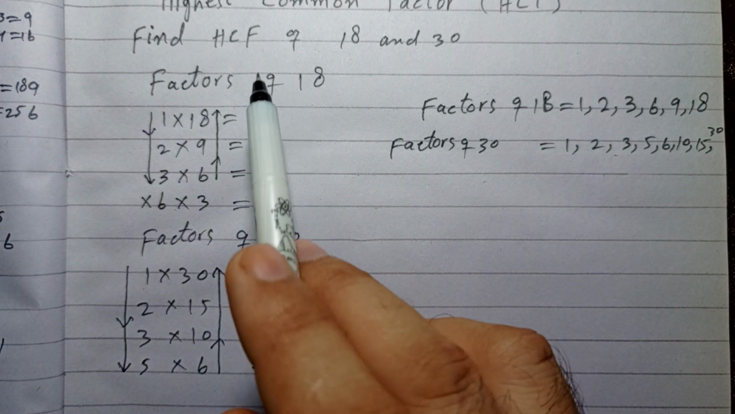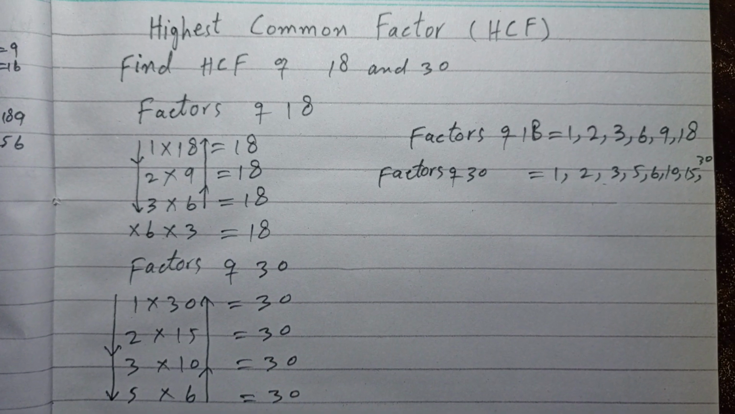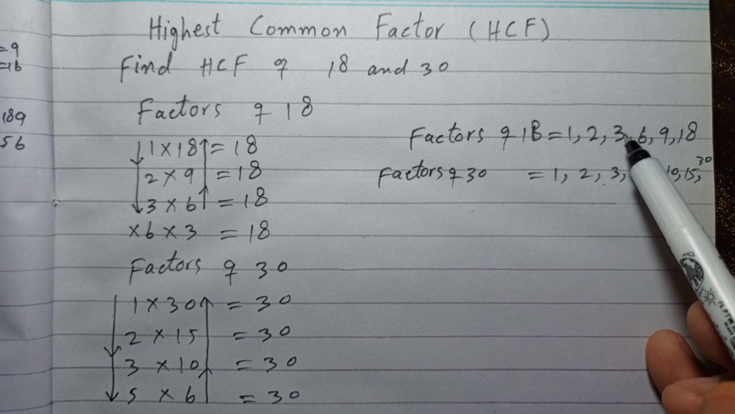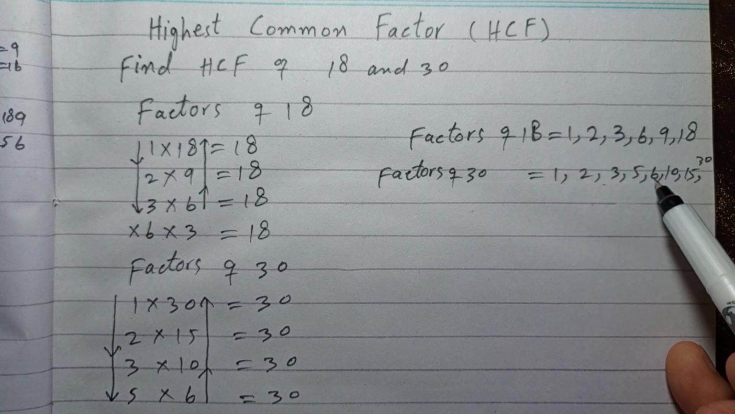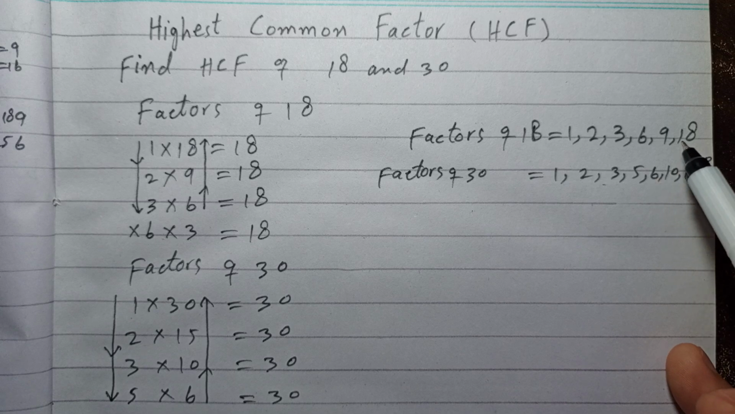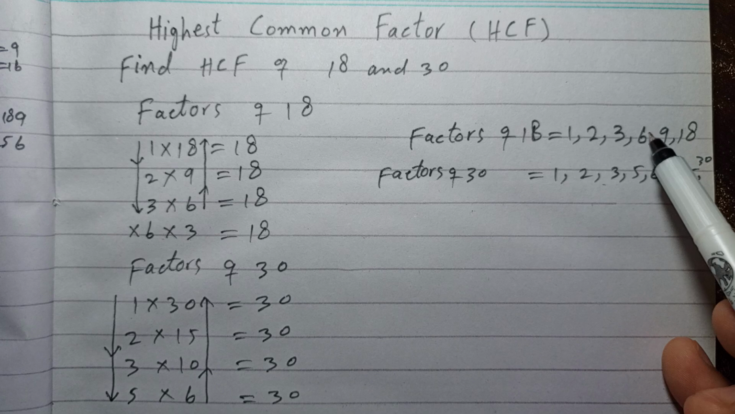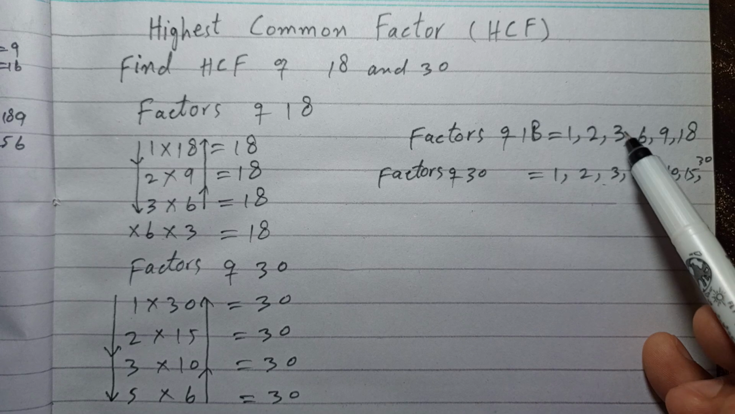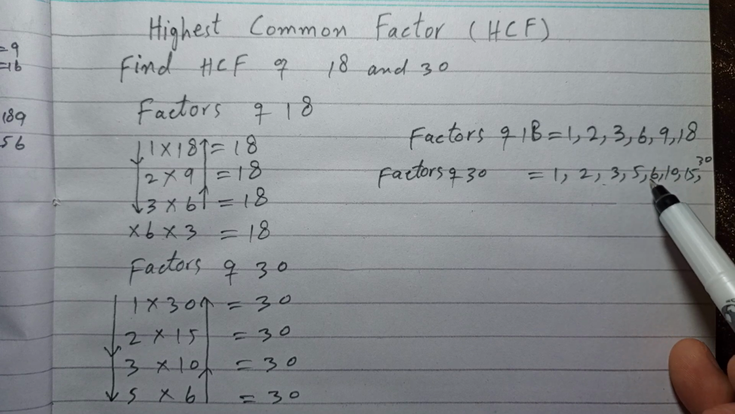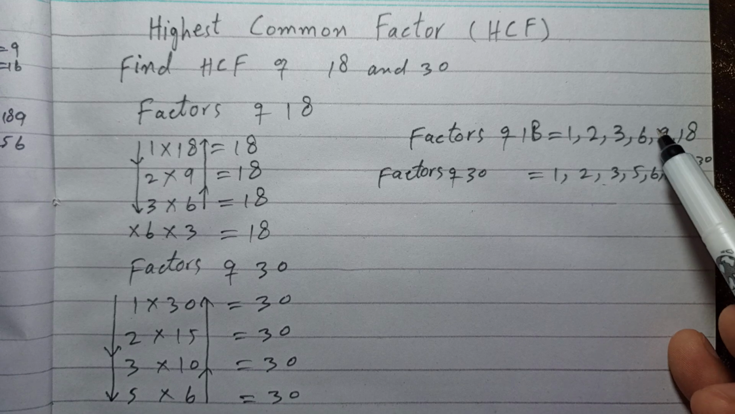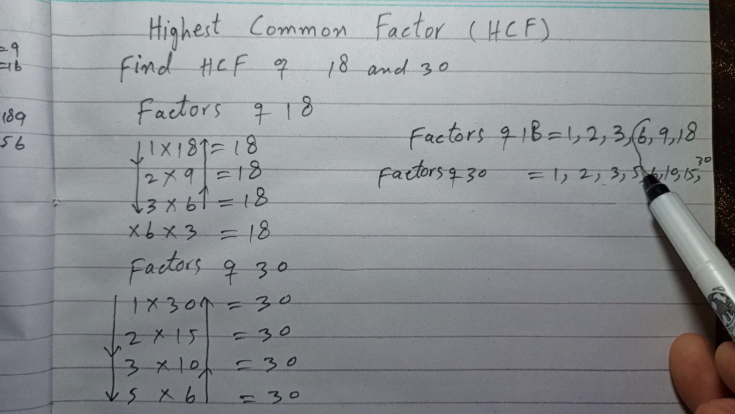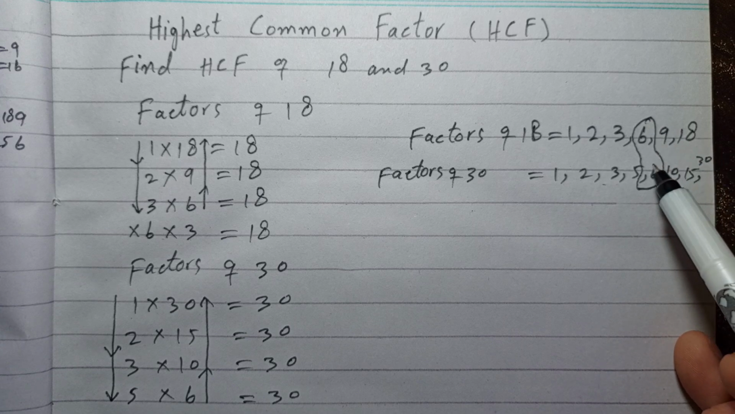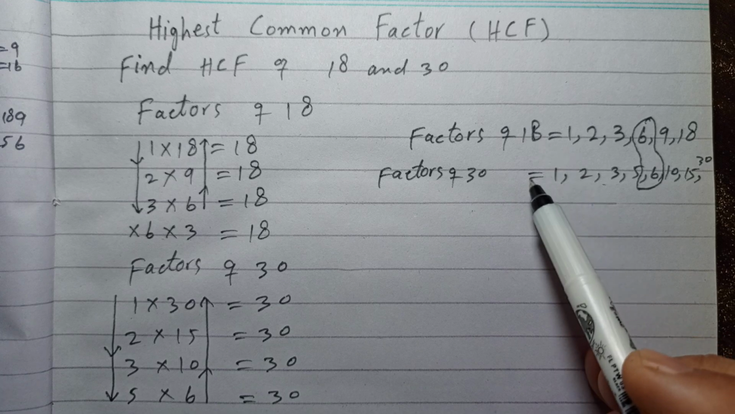Now, because we are finding HCF, it means that we are finding the highest common factor. Common factors are 1, 2, 3, 6. 9 is not common, 18 is not common. Up to 6, these are common factors. 1 is common in both, 2 is common in both, 3 is common in both, and 6 is also common in both. But the highest common is 6. So you can make a loop around it. This 6 is the highest common factor of 18 and 30.